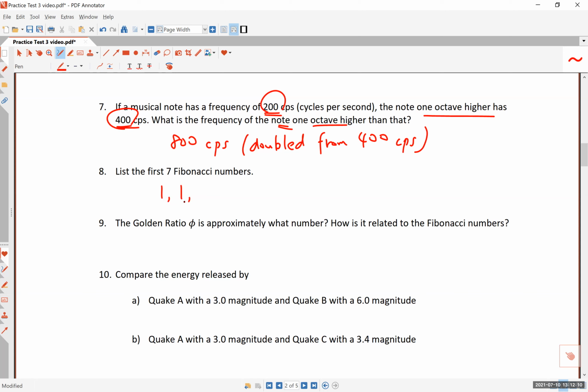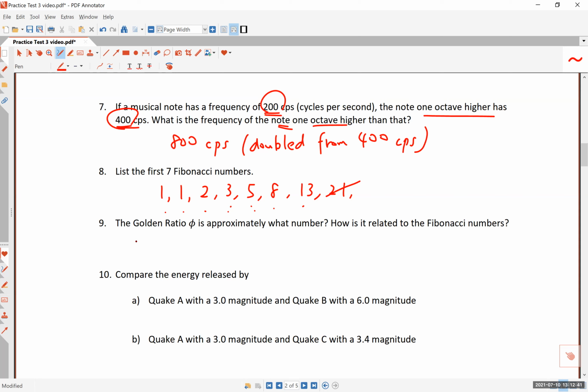List the first 7 Fibonacci numbers. You always start with 1 and another 1, okay? And then you can get the rule started, because the next number will be the sum of the 2 previous numbers. 1 plus 2 is 3, 2 plus 3 is 5, 3 plus 5 is 8, 5 plus 8 is 13, 8 plus 13 is 21. Do I have 7 numbers yet? 1, 2, 3, 4, 5, 6, 7. Yeah, I have 1 too many. So this is all you need. You don't even need this one.